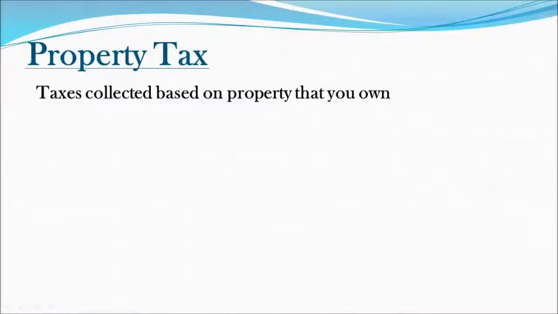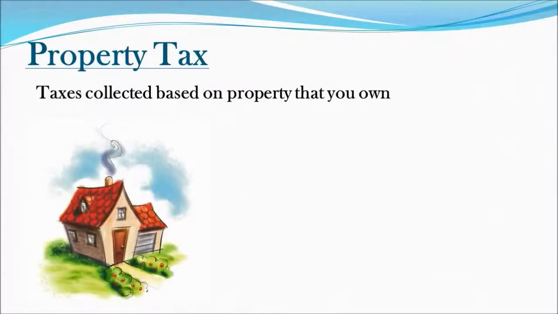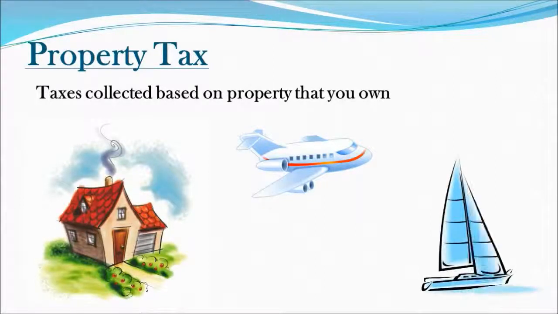Property taxes are taxes that the government collects on items that you either recently purchased or that you already own. They're usually collected twice a year, and they're collected by a local tax assessor. Some of the common items that you would pay property taxes on include your home, an airplane, and possibly even a boat. What I did is I made up a sample property tax bill for us to look at.